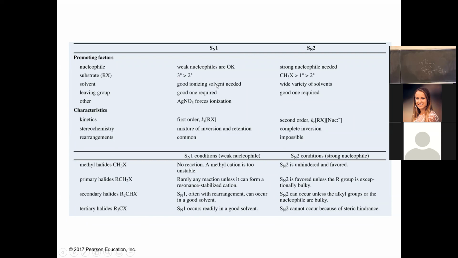You need a good ionizing solvent for SN1 because you want to keep ions separate. For the SN2, solvent is not as important, although an aprotic solvent would promote an SN2. Both of these require a good leaving group, since the bond to the leaving group is broken in the rate determining step.